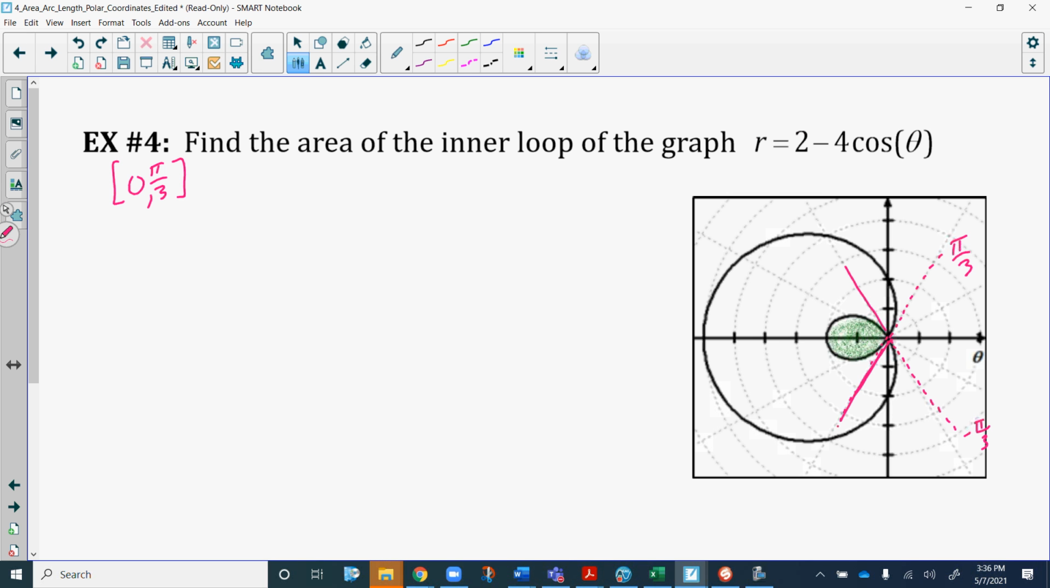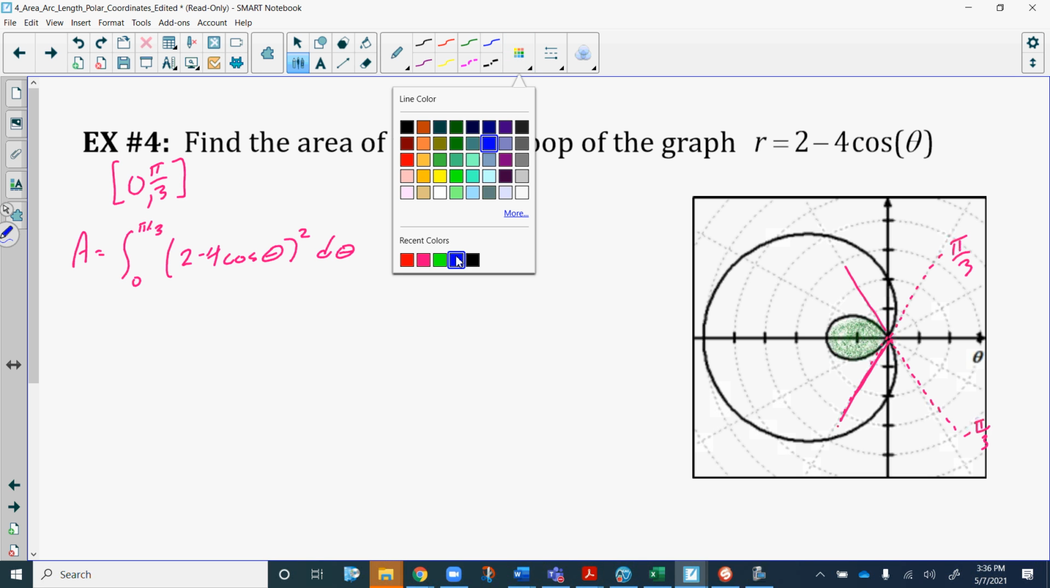So I'm going to wind up with my area to be equal to just the definite integral from 0 to pi over 3. And then I'm going to square the expression that we have. So here, 2 minus 4 cosine theta, quantity squared, d theta. Now, when I square this one, it's going to come out to be really kind of interesting. And I don't want to square this one just yet. Okay. In this case, I think this one's going to be easier to start with doing U-substitution.